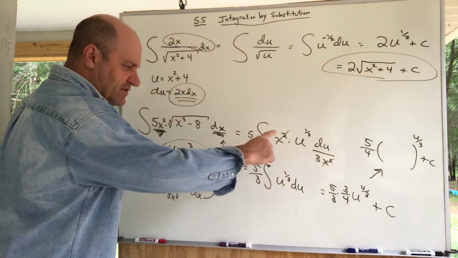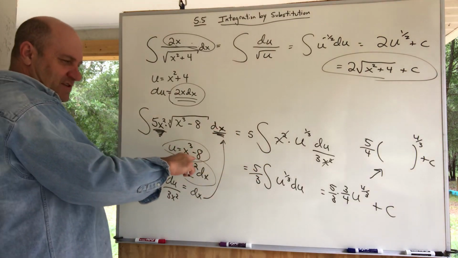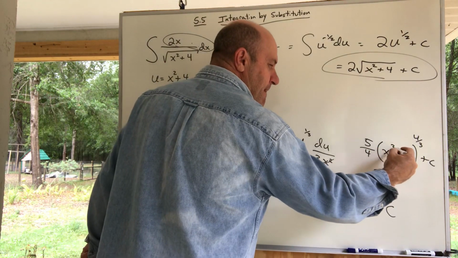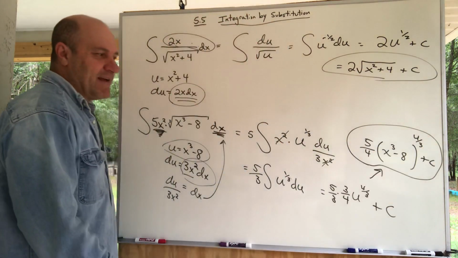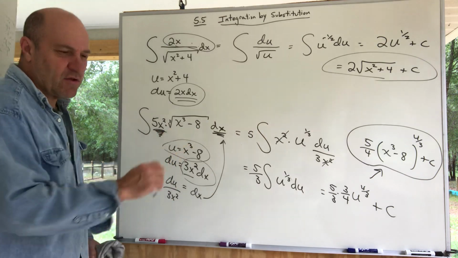But what was u? Oh, here it was. x cubed minus 8. That was fun. That was a good one. But it was set up nice.